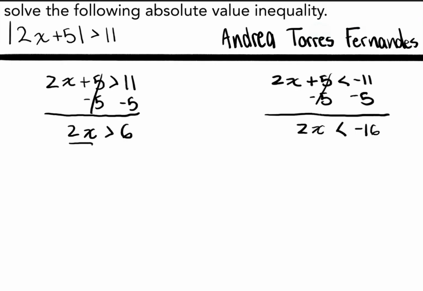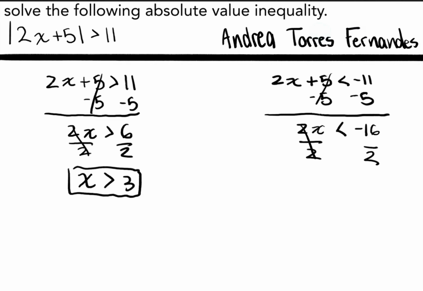Now we'd solve for x by dividing by 2. Dividing by 2, cancel out the 2's. We'd be left with x is greater than 3. That would be our answer on this side. And then on this side, we'd have x is less than negative 8.